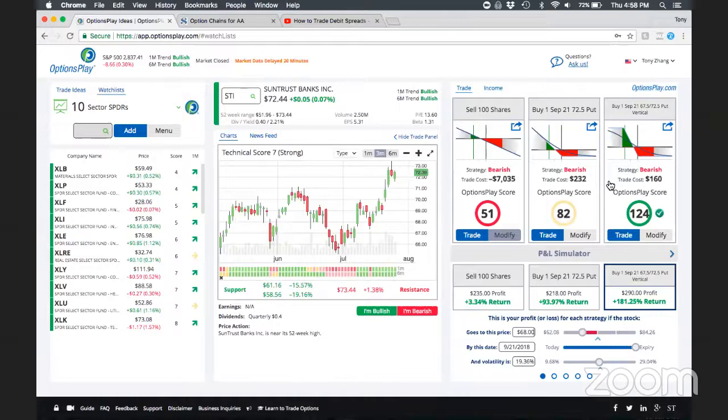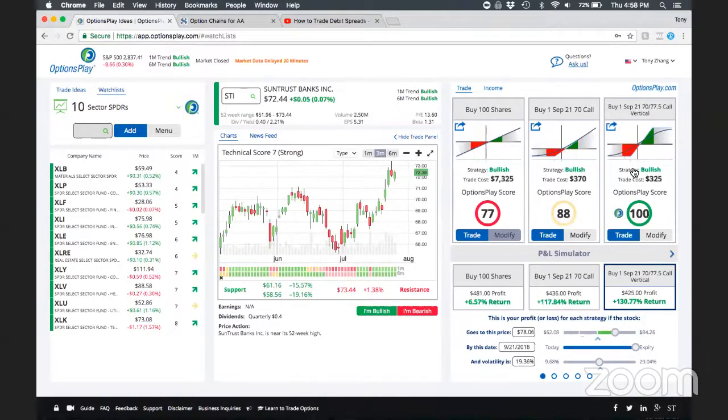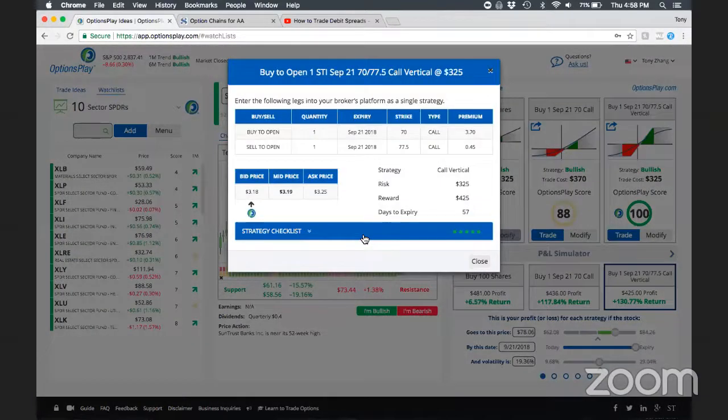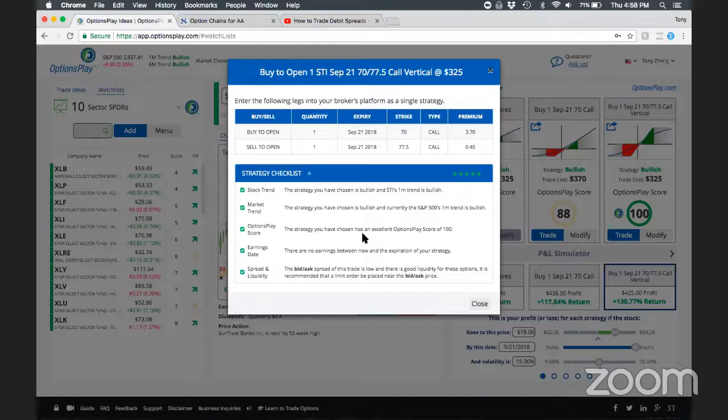You can trade all of them. And once you've decided on the one that you want to trade, let's say you like the September 21st trade. This was actually the trade that we looked at yesterday. When you hit the trade button, we have what's called a strategy checklist. This is really designed for those of you that are brand new. If you've never traded a debit spread before, it tells you how to enter this into your broker's platform.